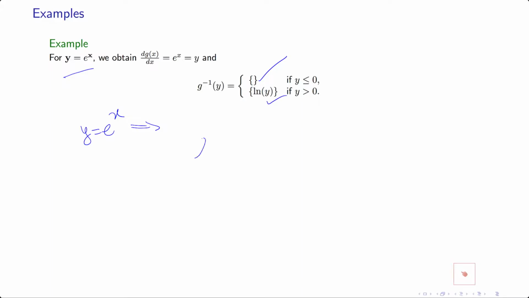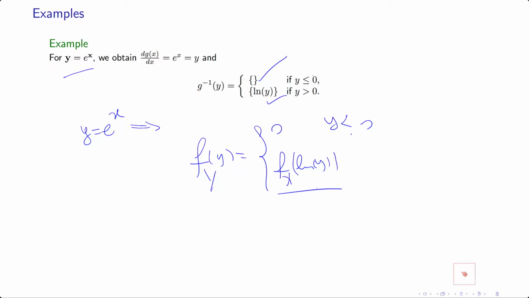So quickly I could say that f_Y of y is equal to 0 for y negative, and for positive values of y it is equal to f_X of ln y, which is the solution, divided by the derivative of this. Now, the derivative of this function is e to the power of x, which is y, so you divide by y. So for y being positive, you get the PDF with ln y instead of x, divided by y.